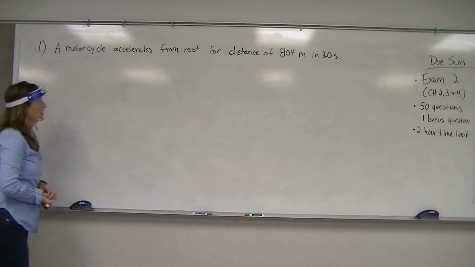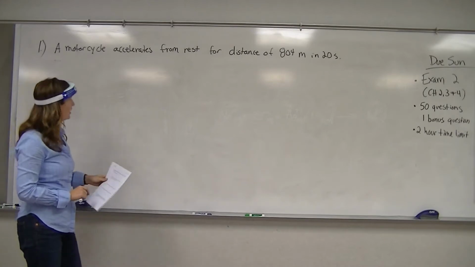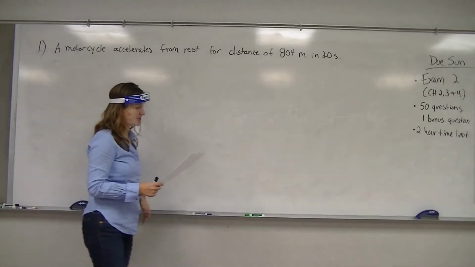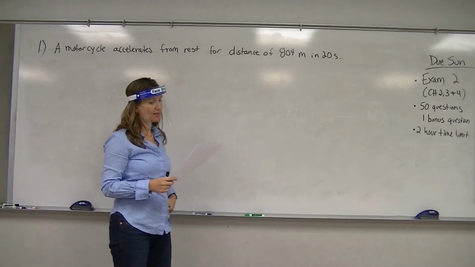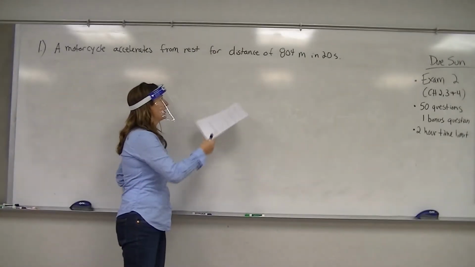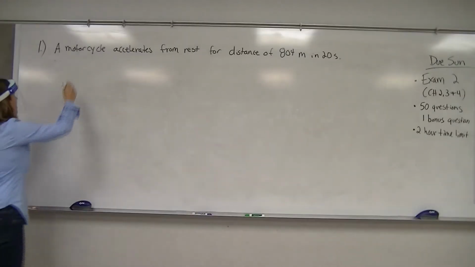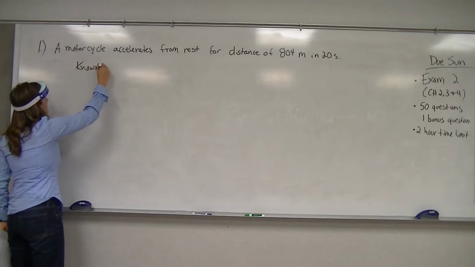All right, so we're starting with chapter 2 problems again to review. We have number 1: a motorcycle accelerates from rest for a distance of 804 meters in 20 seconds flat. The question is asking what's the acceleration, what's the velocity, a whole bunch of different questions. So what we need to do is approach it like we have been. Let's write our knowns and unknowns, and look at what type of equations we're going to use. Starting with that first step, knowns and unknowns.